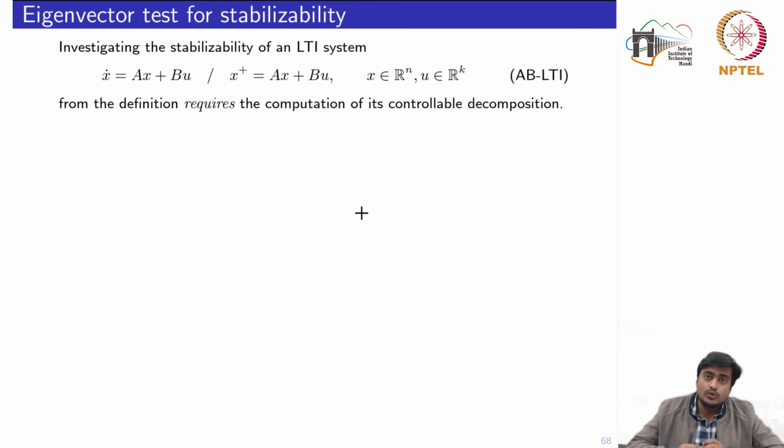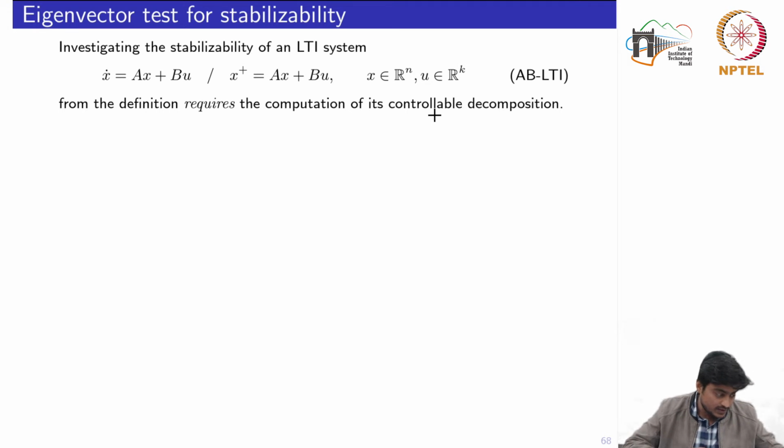So if we do not want to do these two steps, we are now interested in computing directly whether the system is stabilizable or not. Okay, so these three tests which we spoke about in the outline ensure that without even decomposition we can carry forward those tests for the stabilizability. So let's say we want to investigate the stabilizability of the LTI systems, either continuous or discrete, from the definition which does not require the computation of the decomposition matrices.